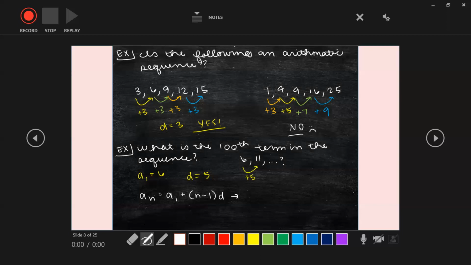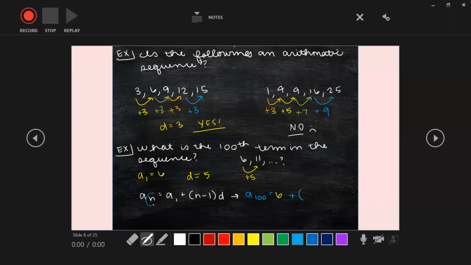So what you're doing is you're trying to find the 100th term, okay? So I'm going to put A sub 100 because that's what I'm trying to find. I don't know what it is, so I'm going to write it like that. Then I have A sub 1. What is my A sub 1? Anyone? 6. Then I have plus n minus 1. What do you think my n is? 11?